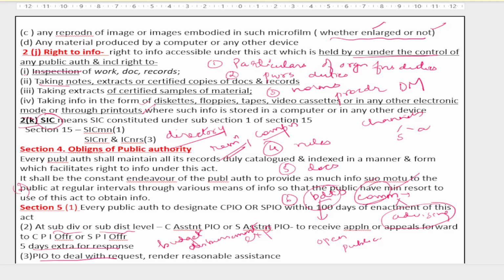Also, the manner of execution of subsidy programs by the organization needs to be disclosed. Also, details of the beneficiaries of various schemes need to be disclosed. The beneficiaries of different programs of the organization need to be disclosed. Particulars of recipients of the concessions and permits given by the organization need to be disclosed. Recipients of the authorizations given by the organization, particulars of those recipients need to be disclosed.